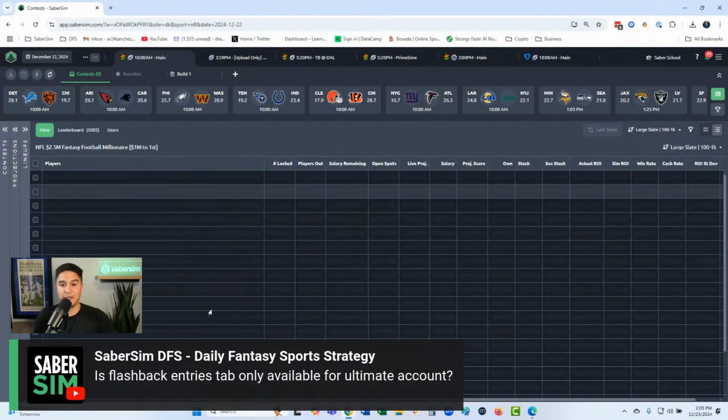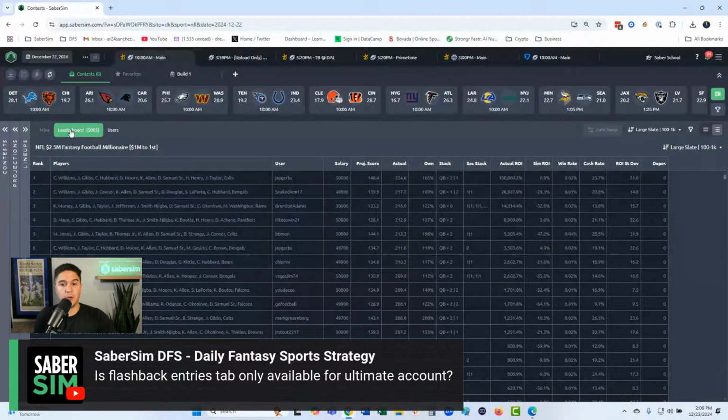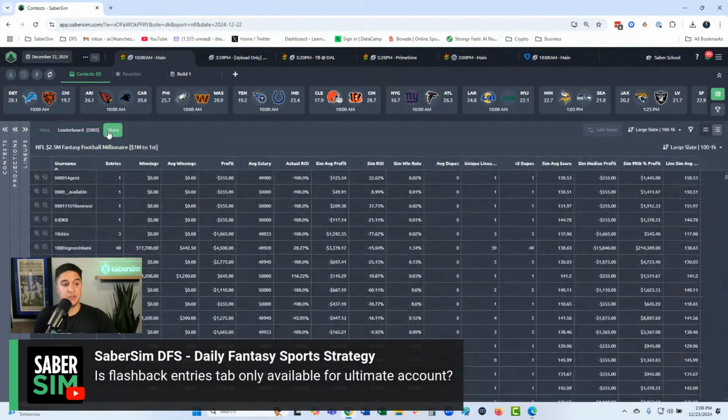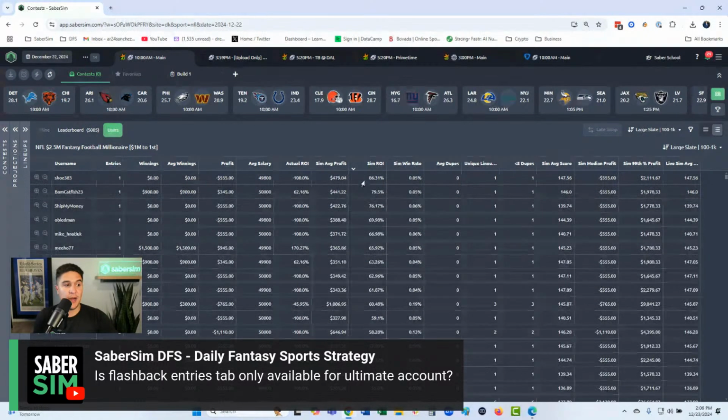This will expand. This section is going to be blank if you didn't play it, because this is the mine section. You can go to leaderboard and see the top lineups listed from the top down, or you can go to users and see a snapshot of all of the user-level summary statistics, sim ROI, etc. So this is how you access the tool and use it, but we'll go in depth during the show about how to use it.